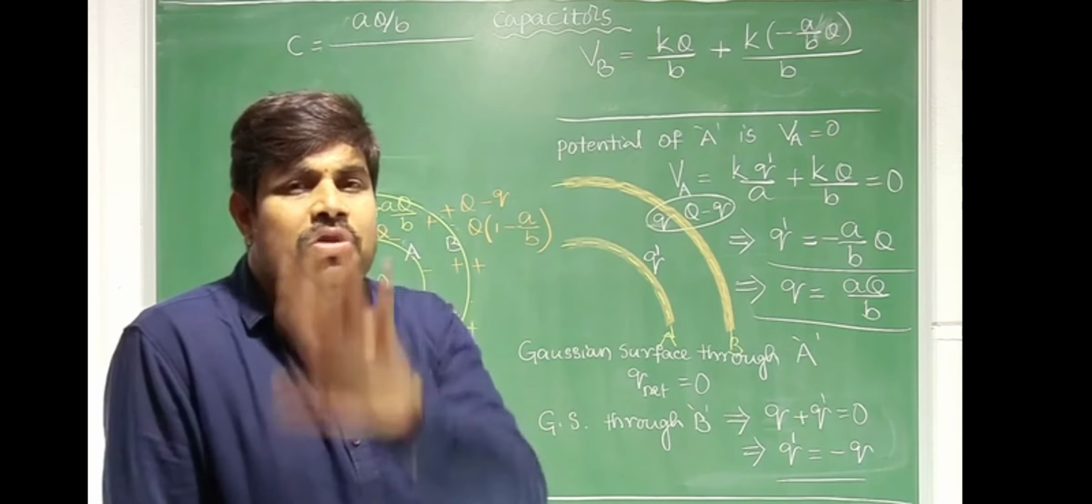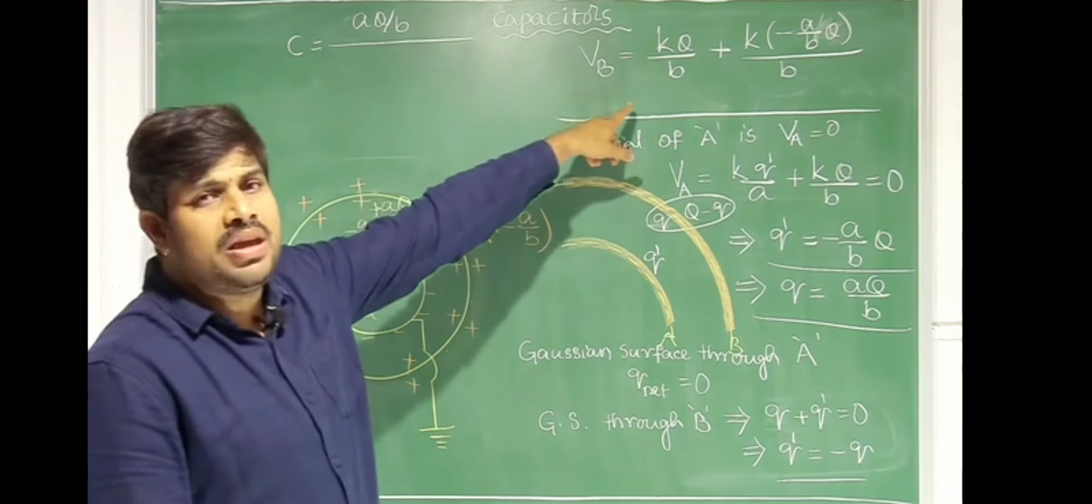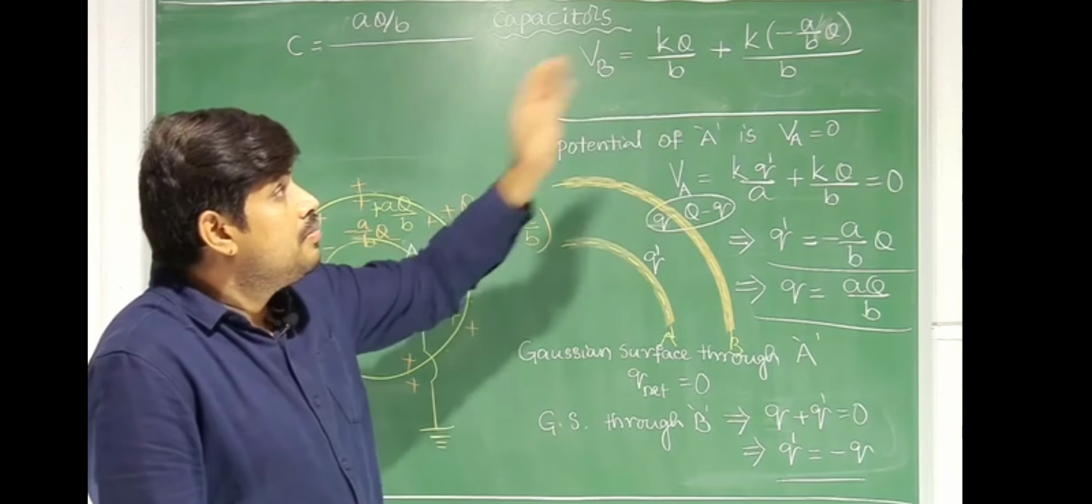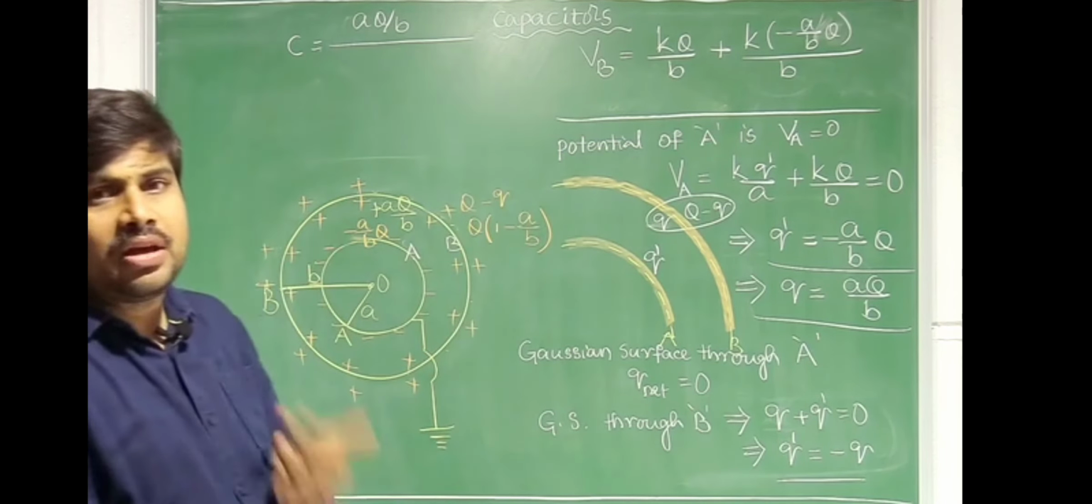What is the potential of B without A? 1/4 epsilon naught Q by B. लेकिन A हम लिया, A की वजह से पोटेंशियल ऑफ B क्या हुआ? 1/4 epsilon naught Q by B minus 1/4 epsilon naught A Q by B square. सो पोटेंशियल ऑफ B कम हो गया.